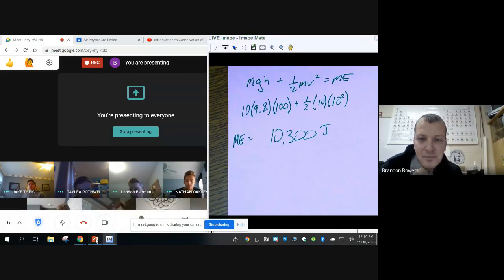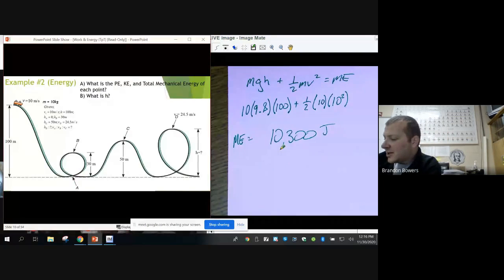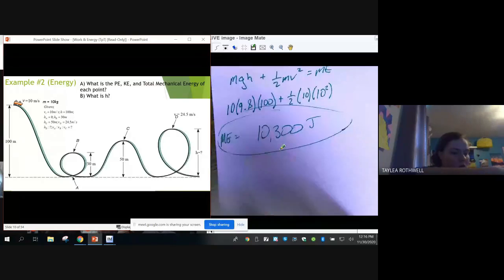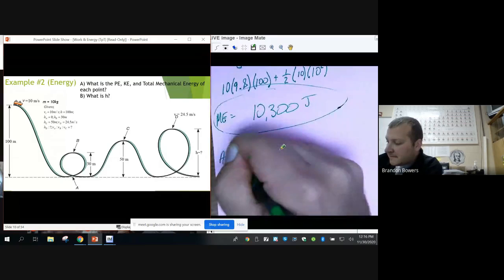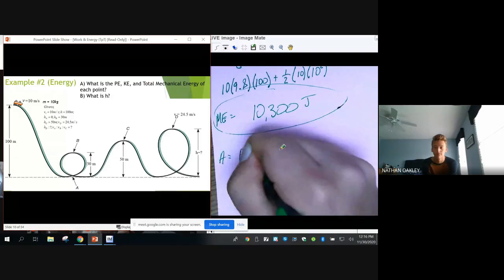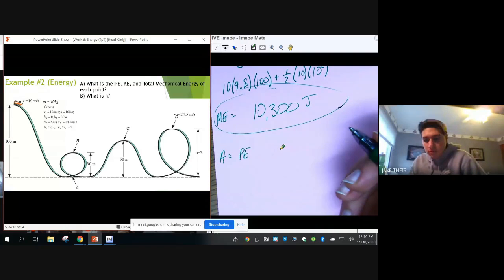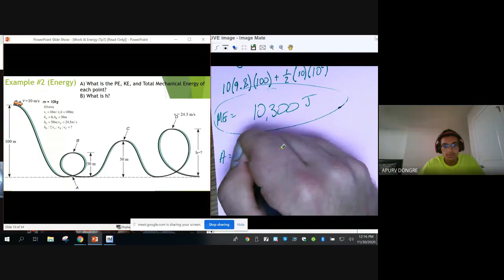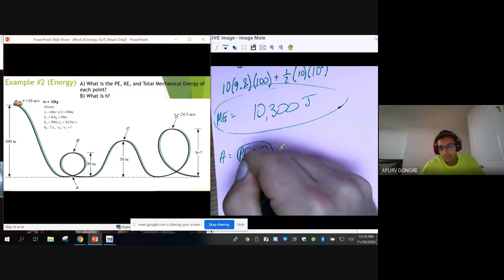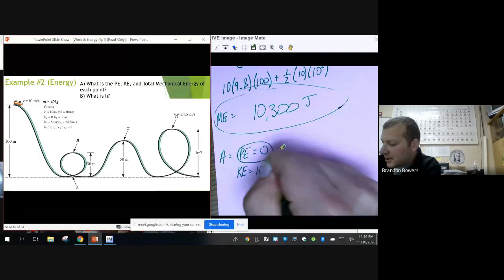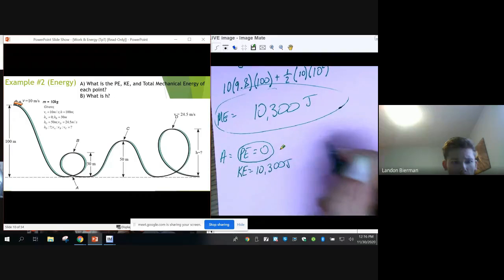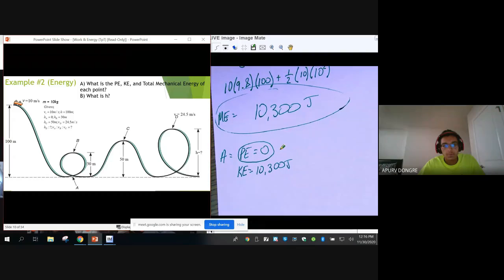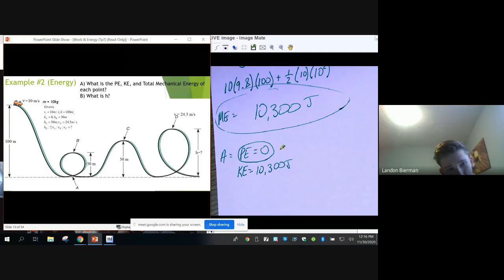All right, so I know all my mechanical energies are going to equal 10,300. So in A, what's my potential energy? It's just going to be 0, right? Or my kinetic energy is going to be 10,300. Wouldn't it be the opposite because you're up so high? No, A is at the very bottom. It's at the bottom of the first loop. Oh, I see it.